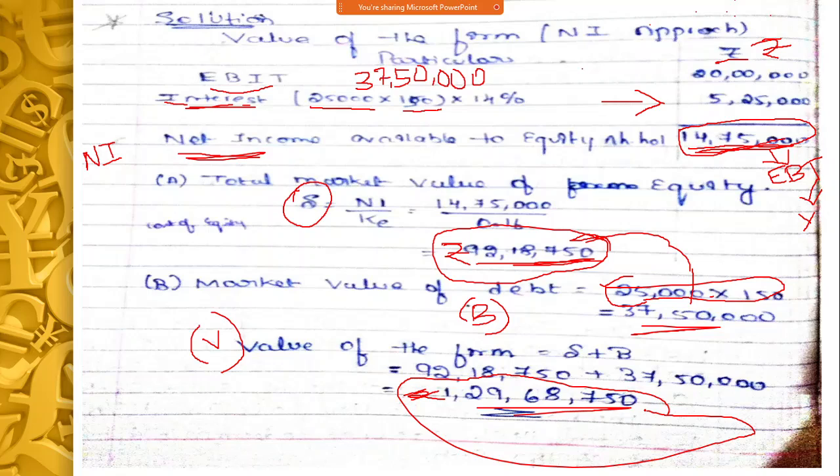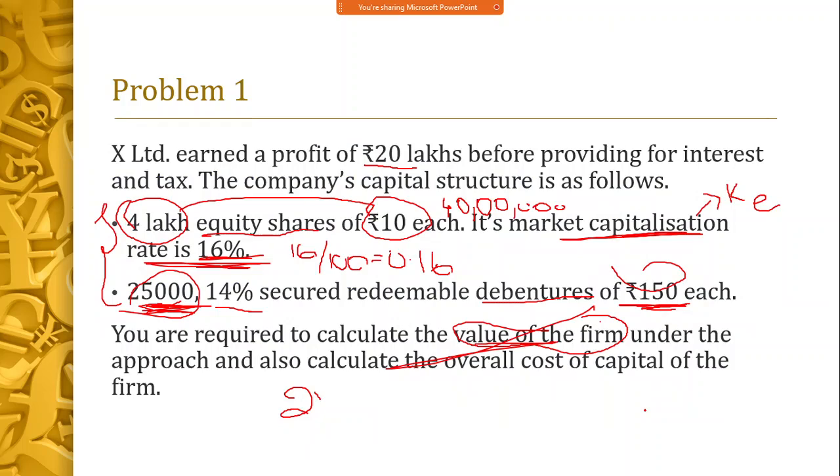Now, the first thing that we had to find out was the value of the firm, and we have found it out to be 1 crore 29 lakh 68,750. Now, next thing that we'll have to find out is the cost of capital, or the overall cost of capital.